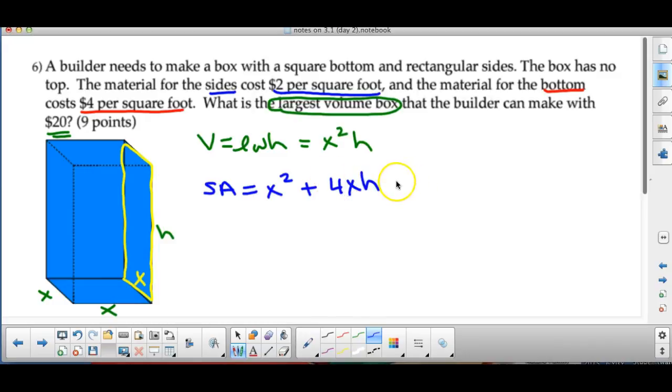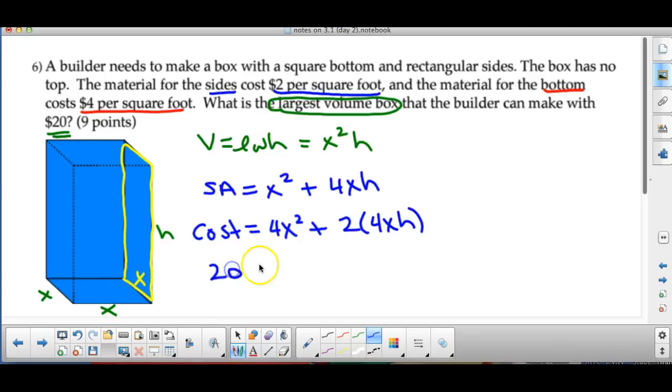And we know that the surface area, or the cost, is based on the surface area. So let me come up with a cost function. The cost is $4 per square foot for the bottom, so I have to take the area of the bottom times 4, plus $2 per square foot for the sides, and this is the area of the sides, so I need 2 times the 4x times h. And I know my cost is fixed at $20. So I have 20 equals 4x squared plus 8xh.